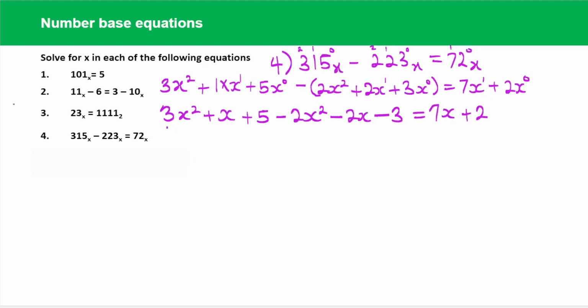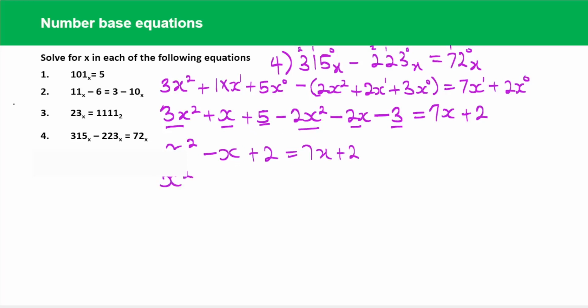Alright, from here, now let's collect like terms. 3x squared minus 2x squared, that will leave us with x squared. Now x minus 2x, that's minus x. Then plus 5 minus 3, that will give us plus 2, equals 7x plus 2. Now this will lead us to a quadratic equation. So we have to move every other thing to the left hand side and make the equation equal 0. So bring positive 7x over to the left hand side.